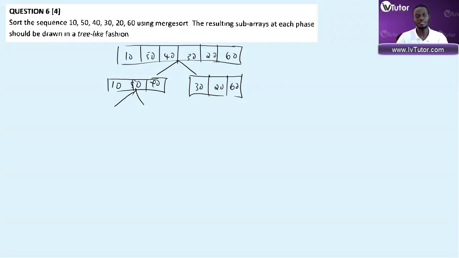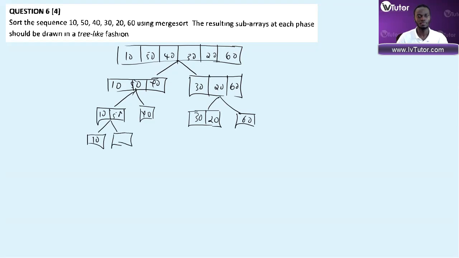Now, if you split these, you're going to have 10 and 50 here. You're going to have 40 there. You split this, you have 30 and 20 there. And you have 60 there. Then eventually you split these, which means you have 10, and here you have 50. You split these, you have 30 here, and you have 20 there.